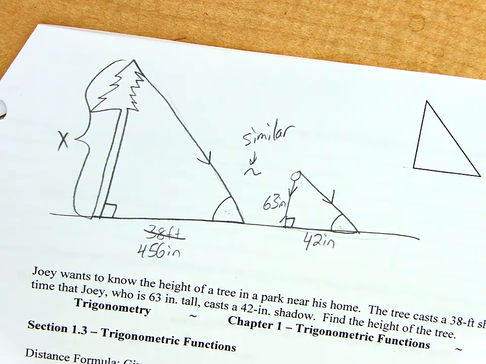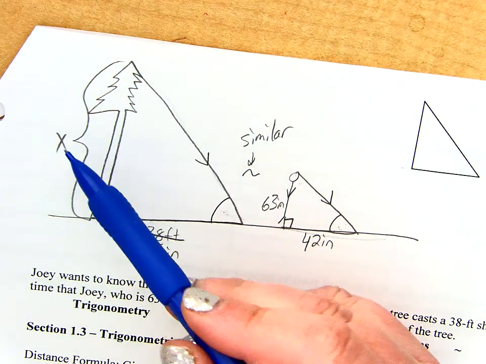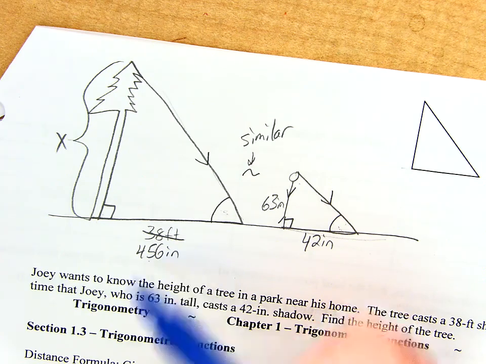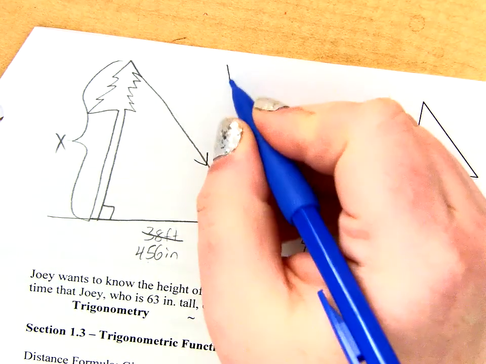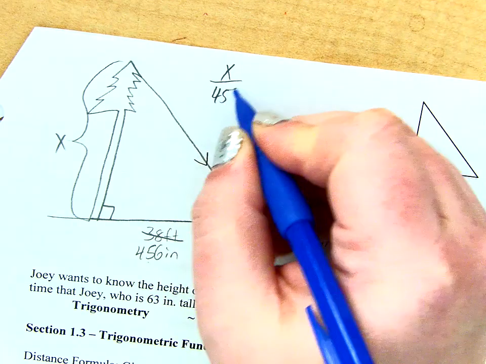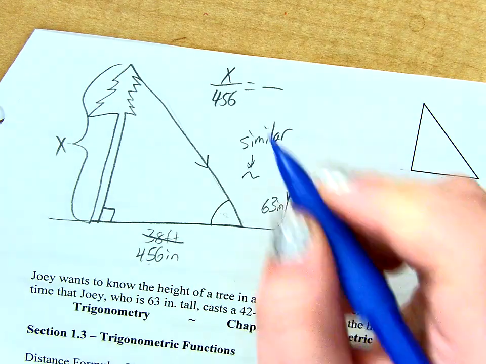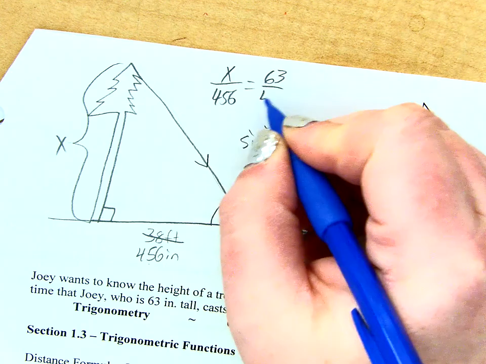Once you establish that you have similar figures, you can use a proportion to now solve for this missing side. Do you remember doing that? Maybe? So you can set up a proportion. Maybe you do something like x over 456 equals 63 over 42. Yeah?